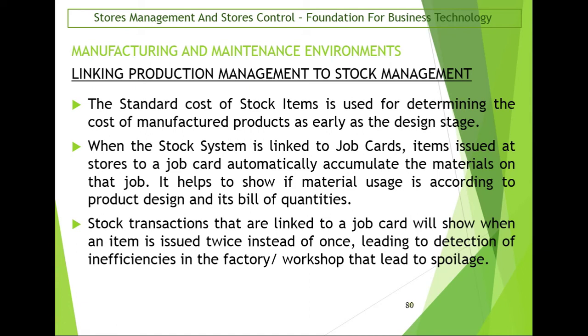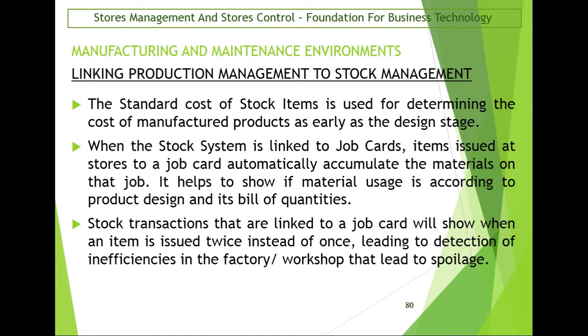So we have seen how the bill of materials gives us the recipe for making a particular product. The bill of materials is the link between your store systems and the production or maintenance systems. It helps us to calculate the cost of the production job or the maintenance work, because for a production or a maintenance job, there is a material component. So that material component is derived through the bill of quantities.